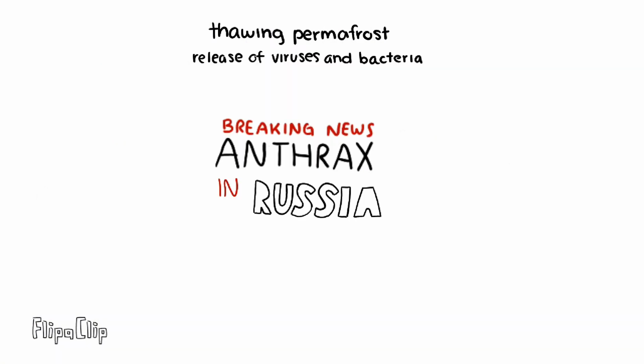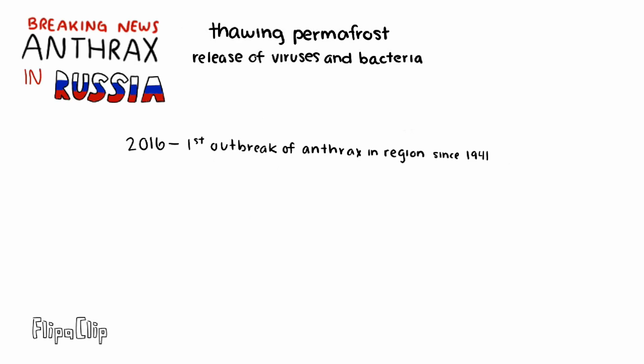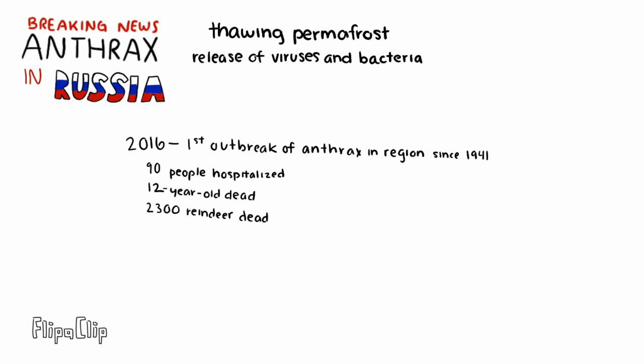One of the most interesting impacts of the thawing of the permafrost is the release of viruses and bacteria. And this happened with anthrax in Russia. In 2016, a northern region had its first outbreak of anthrax since 1941. 90 people were hospitalized, a 12-year-old died, and 2,300 reindeer also died.